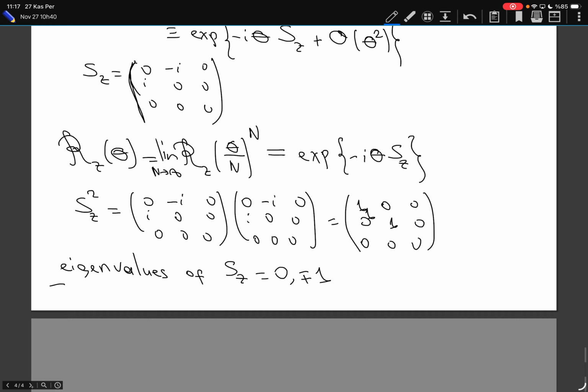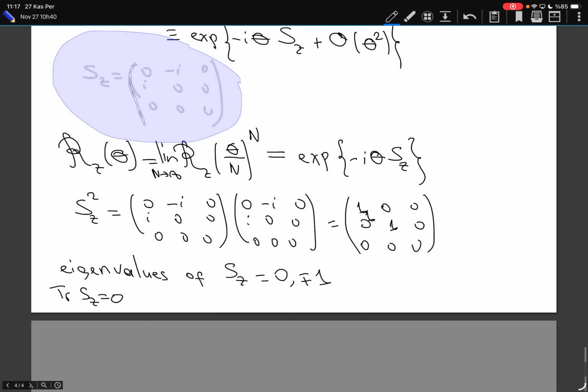And the trace of sz is 0 from here. So I definitely know, without calculating the determinant, without solving the eigenvalue equation, that sz has one eigenvalue plus 1, another eigenvalue 0, another eigenvalue minus 1.